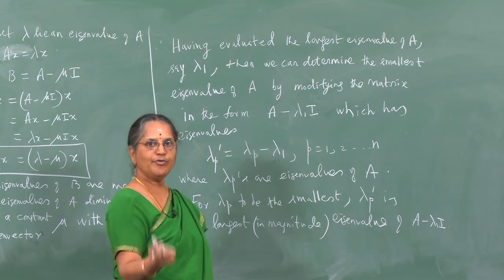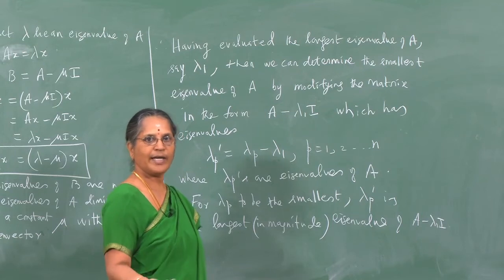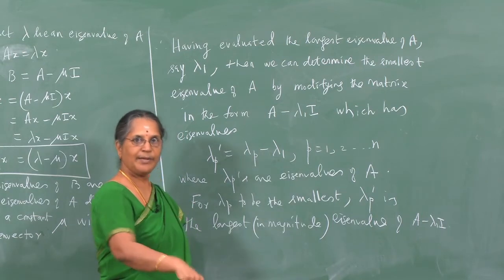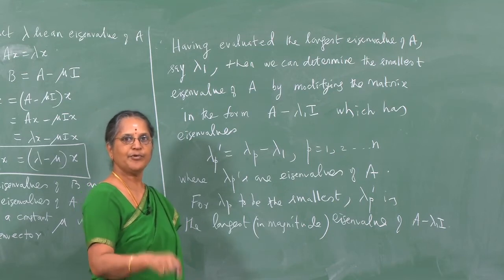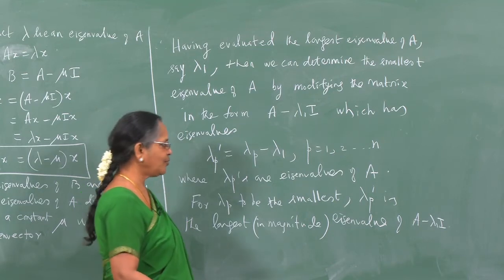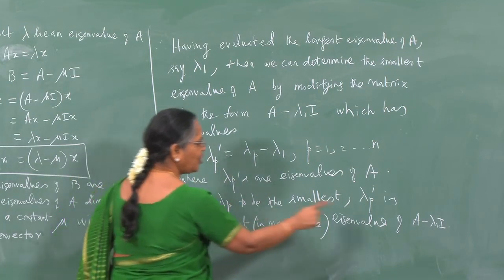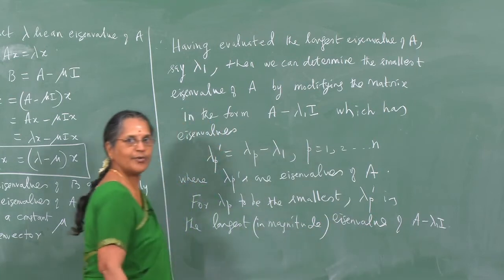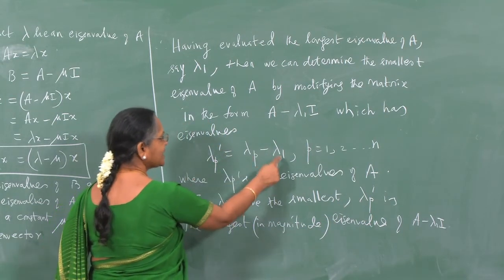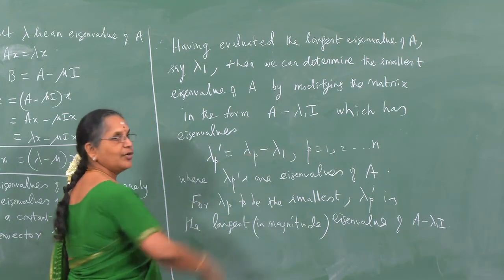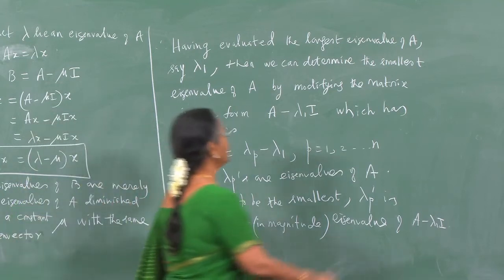So, compute a new matrix, call it B, which is A minus lambda 1 into I, and compute its dominant eigenvalue. So, you are using the power method again to compute its dominant eigenvalue. Then once you know the dominant eigenvalue of A minus lambda 1 into I, that eigenvalue plus lambda 1 will give you lambda p, which is the least eigenvalue.